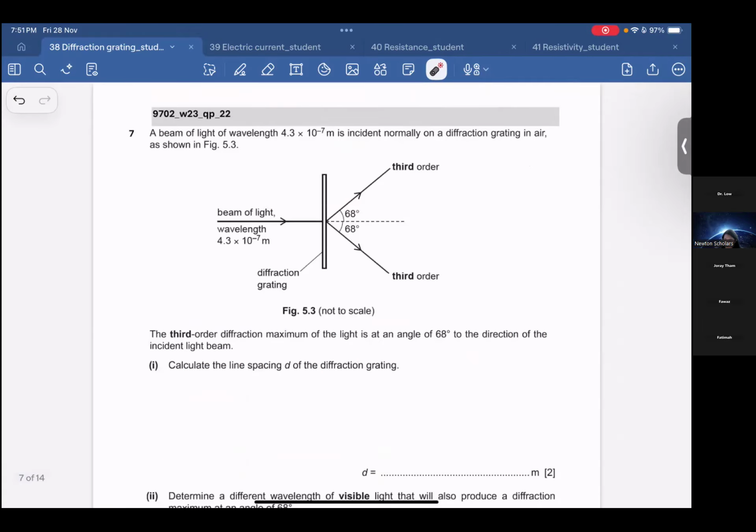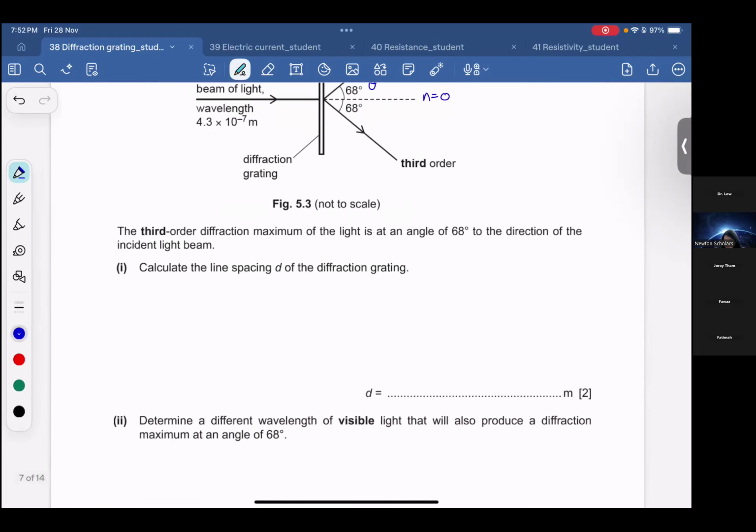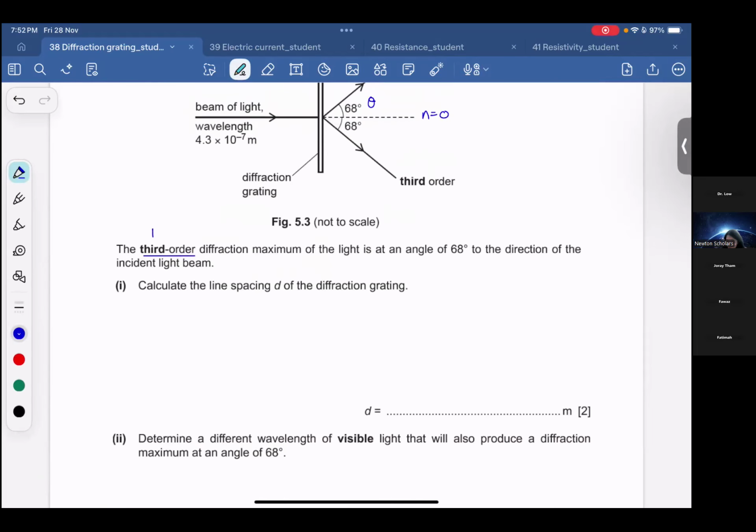Okay, let's go. A beam of light with this wavelength, and then this is the angle. The angle always comes from the center up to the maximum. Let's go here: the third order, so n equals 3, at this angle. Find the spacing d. Can you do the calculation? This one should not be a problem. Do a quick calculation and then tell me the answer.